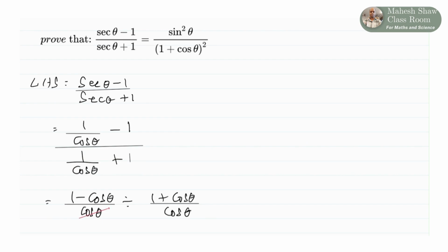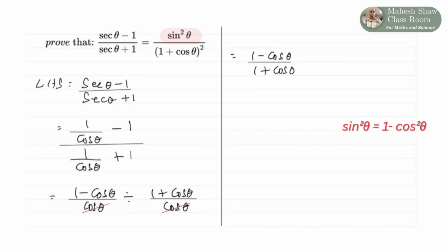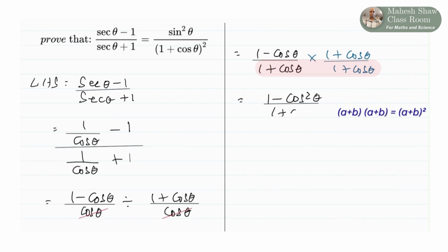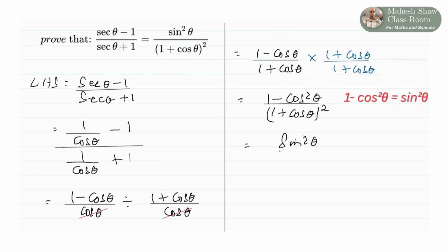Now here cos and cos get cancelled, so that results to give 1 minus cos theta over 1 plus cos theta. Since we need sine square in the numerator, we will multiply and divide by 1 plus cos theta. So this is 1 minus cos into 1 plus cos, which is 1 minus cos square theta, and the denominator is 1 plus cos theta the whole square. Now 1 minus cos square is sine square theta, that whole divided by (1 plus cos theta) square, and that is equal to the RHS.